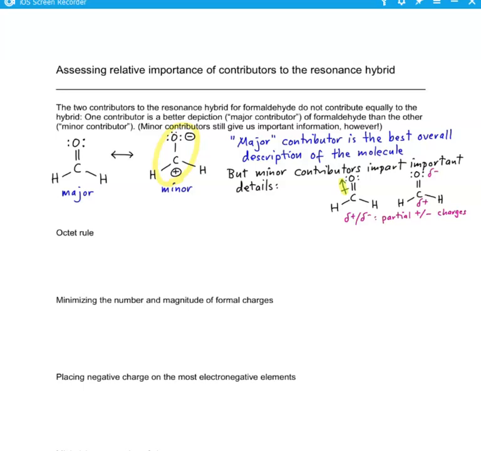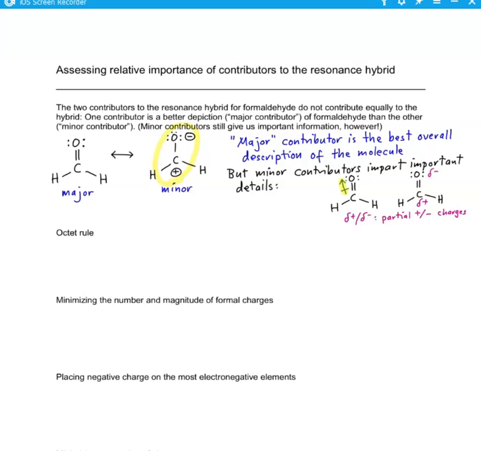Now in this case, it's fairly obvious because we can look at the major contributor like we just did and say, oh, there's a dipole, and so the carbon is going to be slightly positive and the oxygen slightly negative. And what that tells us might be something about how this compound could potentially react with something else. So for example, let's say that there's another chemical that approaches formaldehyde and it has a lot of electron density that it can share to make a bond with something else. It might be drawn to that partial positive charge on the carbonyl carbon. So this is one of the things that we can glean from a minor contributor.